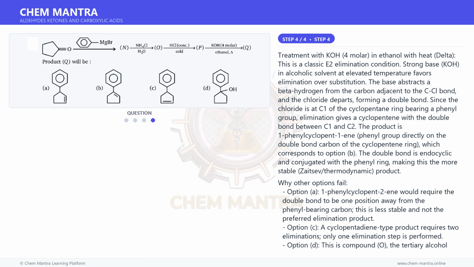Option A, 1-phenylcyclopent-2-ene, would require the double bond to be one position away from the phenyl-bearing carbon. This is less stable and not the preferred elimination product. Option C, a cyclopentadiene type product, requires 2 eliminations. Only one elimination step is performed. Option D is compound O, the tertiary alcohol formed after aqueous workup, not the final product Q.